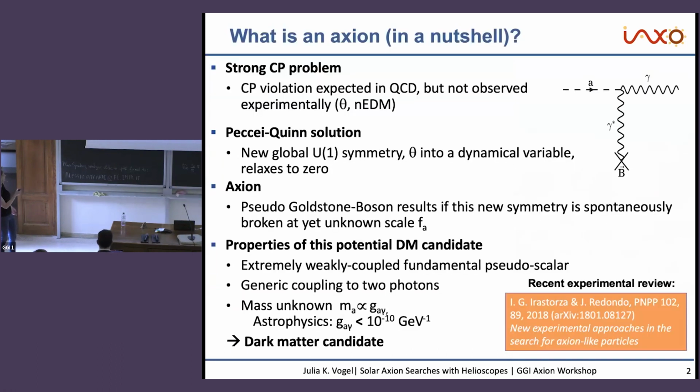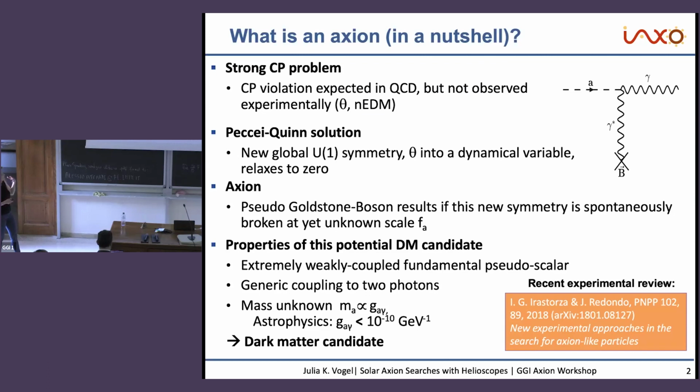Feebly coupled pseudoscalar particles. The generic coupling that most experiments use is the coupling to two photons. And since we don't know the scale, we also don't know the mass, but we know that to solve strong CP, we have that proportionality between the axion mass and the coupling of axions to photons. We also have limits from astrophysics. You have heard more detailed ones just before from Oscar, but roughly they limit g_aγγ to be less than 10 to the minus 10 inverse GeV. So that's the horizontal branch style limit.